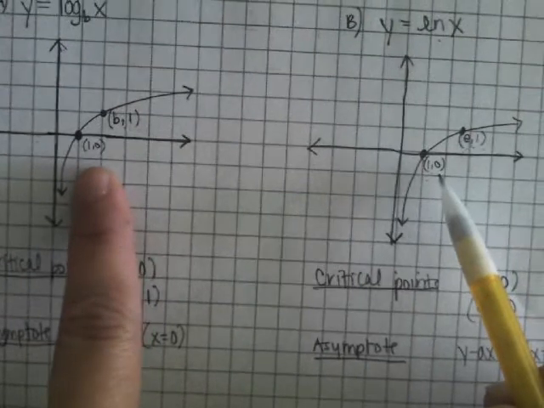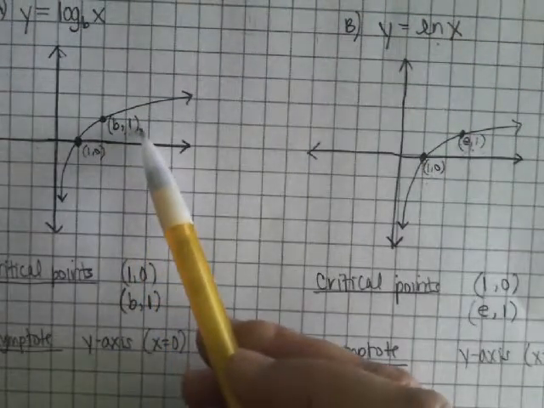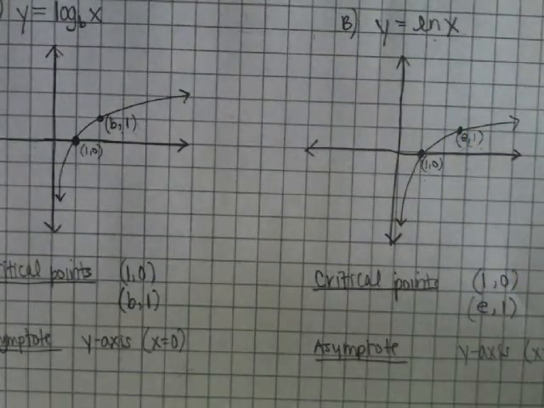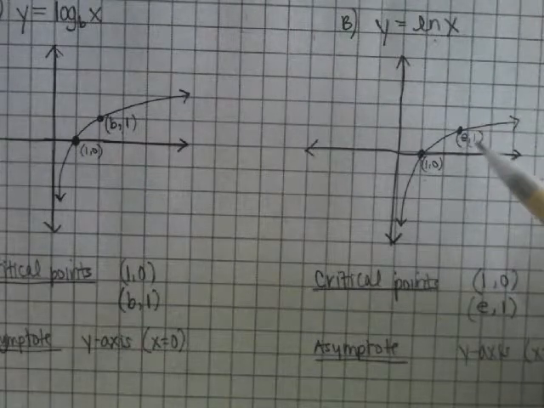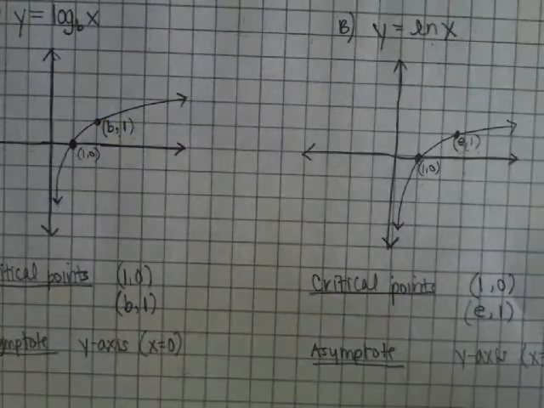Both have a critical point at (1, 0), and then your second critical point is at (base, 1), which in the case of the natural log is (e, 1). So they're pretty much the same thing, just with a different base, and all of these are going to have a different base anyway, so it's (base, 1).